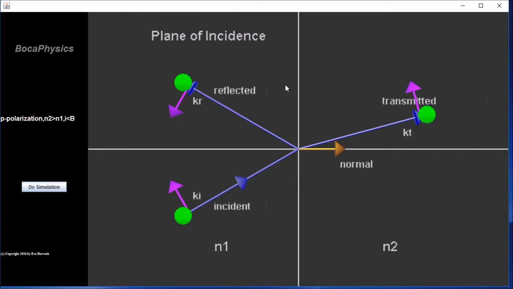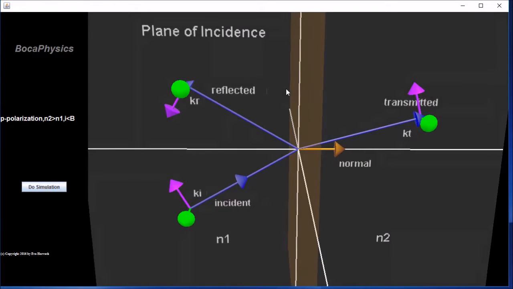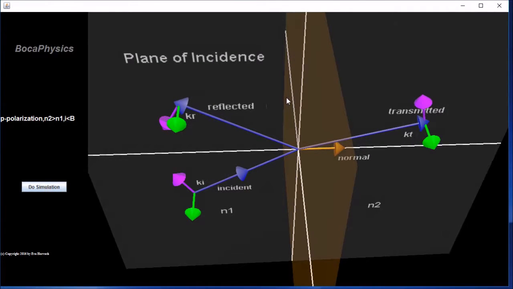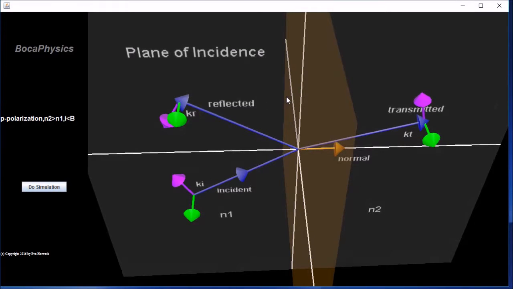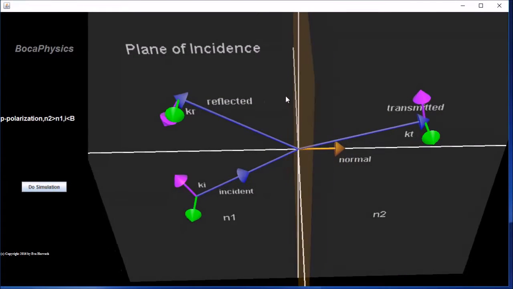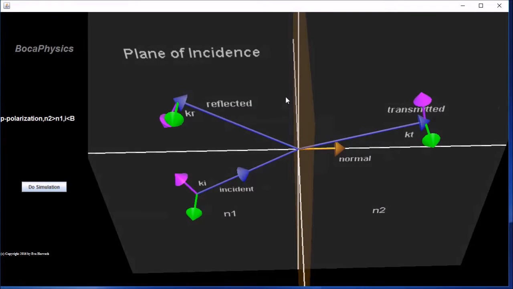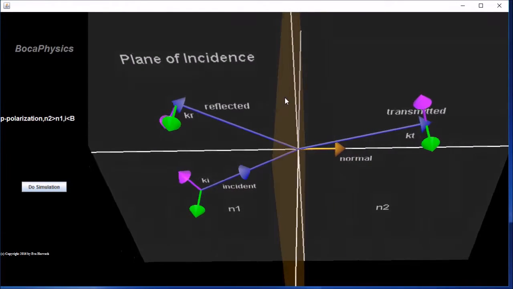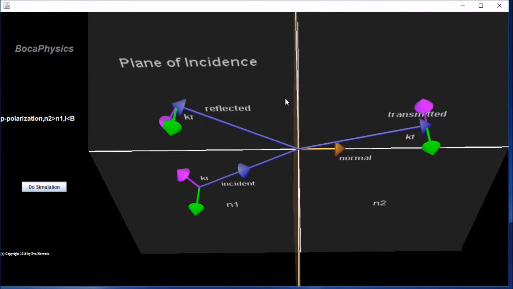Let's next consider parallel polarization. Again, we'll assume n2 is greater than n1. The magnetic field is perpendicular to the plane of incidence, and we'll assume that the magnetic field of the incident wave points out of the screen from this viewpoint. From the relations between magnetic fields, we see that the magnetic field of the transmitted wave will also point out, and for certain angles, that of the reflected wave will point out too.